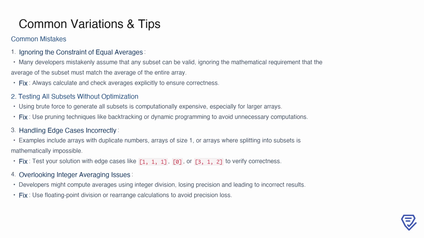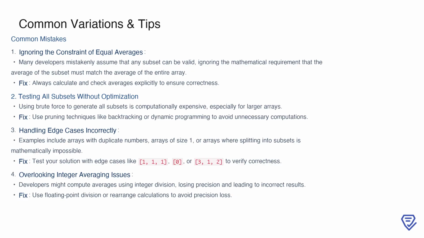Another frequent mistake is testing all possible subsets without optimization. This brute force approach becomes computationally expensive as the array size grows. Instead, techniques like backtracking or dynamic programming can help prune unnecessary computations.